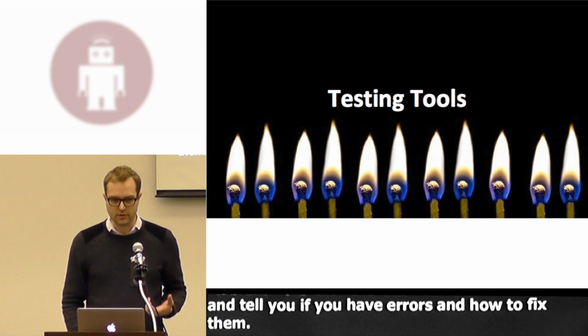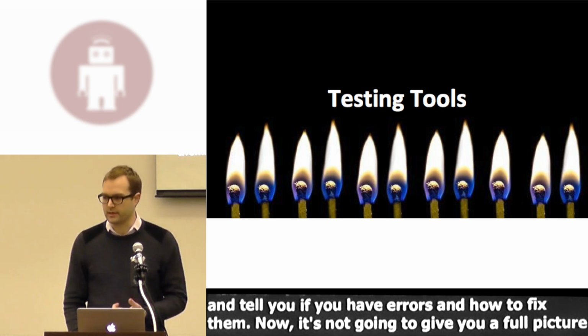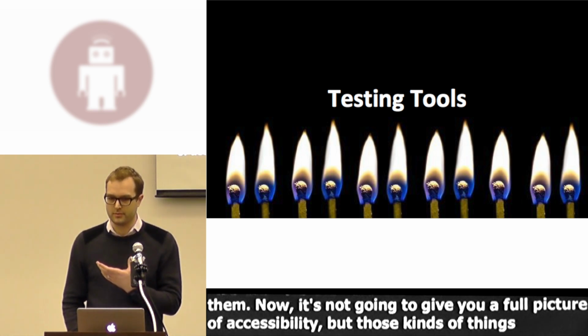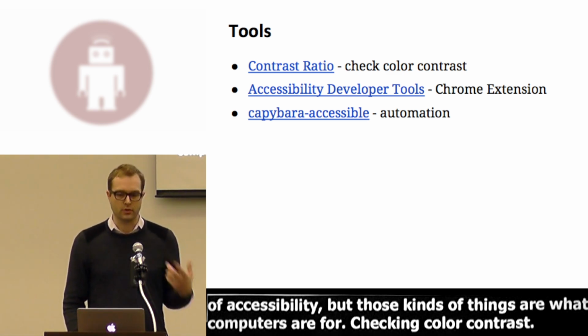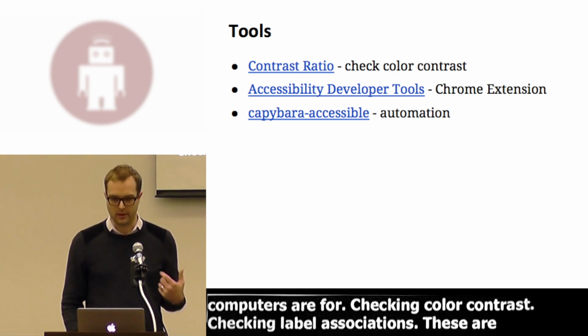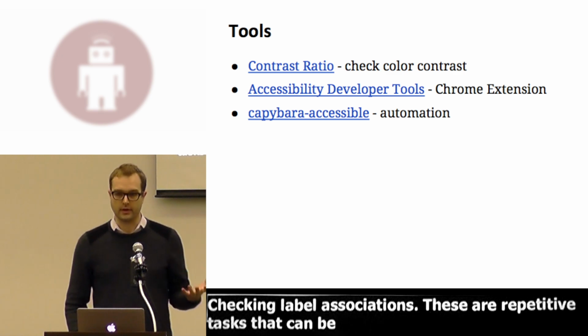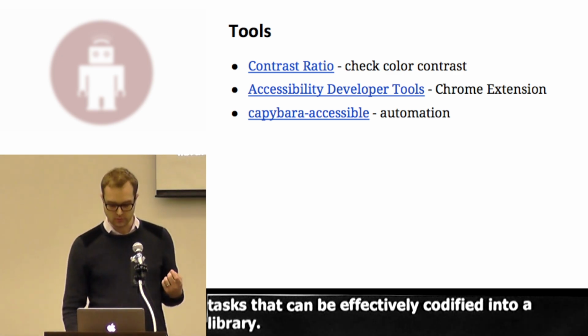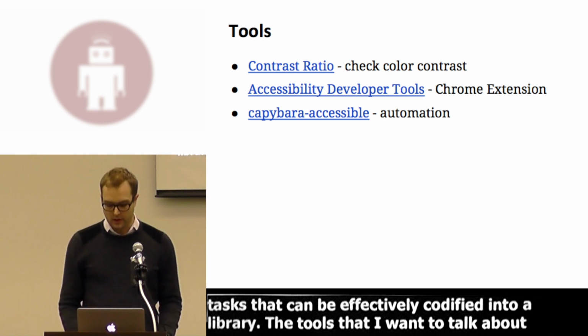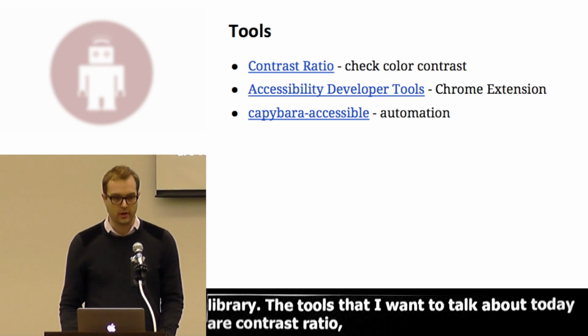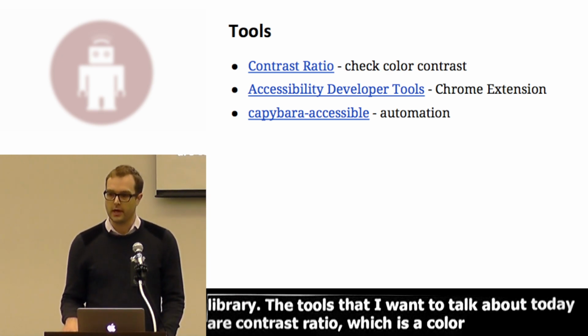Now it's not going to give you a full picture of accessibility, but those kinds of things are what computers are for: checking color contrast, checking label associations. Like, these are repetitive tasks that can be effectively codified into a library. The tools that I want to talk about today are contrast ratio, which is a color contrast ratio checker by Leah Veru.